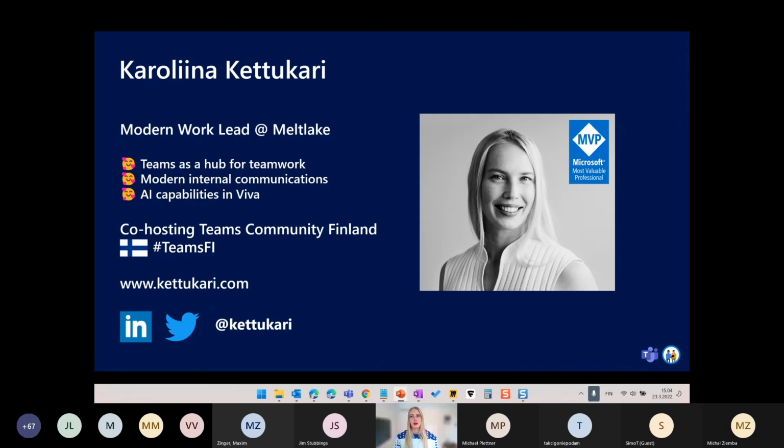I work as a modern work lead at a Finnish company called Medlake, and basically everything we do revolves around developing teamwork, developing internal communications in large organizations. One of the things I'm super interested in at the moment is modern internal communications as a whole concept. So not only SharePoint, but SharePoint and Teams and Yammer and Viva Connections and everything that's around it. That would also be a great theme for a presentation, but not today.